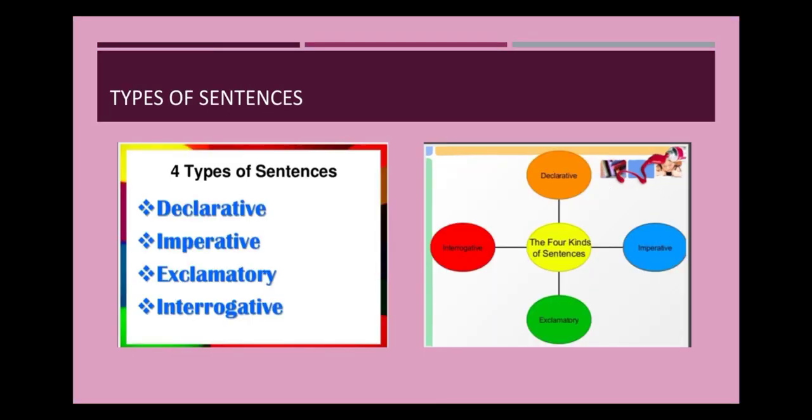We already have learned that a sentence is a group of words that conveys a complete sense. Now let us see its types. So there are 4 types of sentences: declarative, imperative, exclamatory, and interrogative. You can even see them in the flow chart. So we are going to study these 4 types of sentences in this lesson.